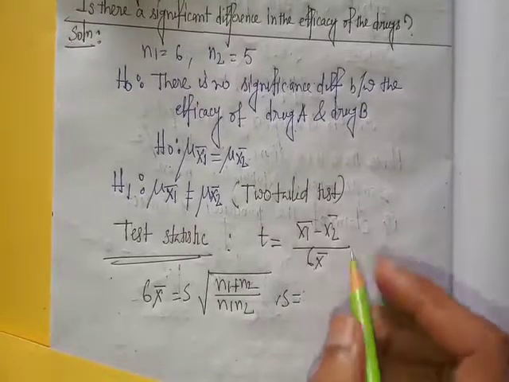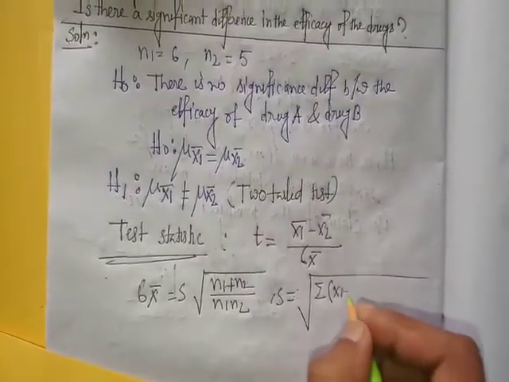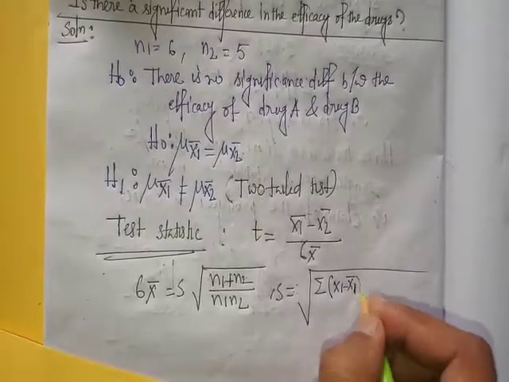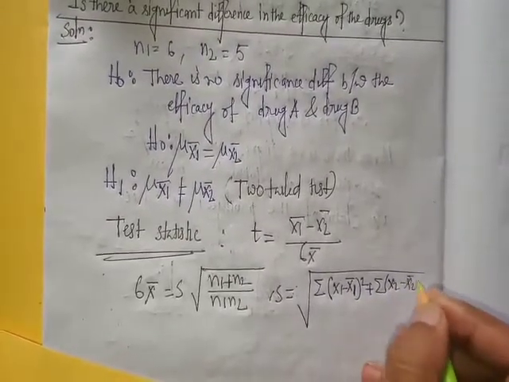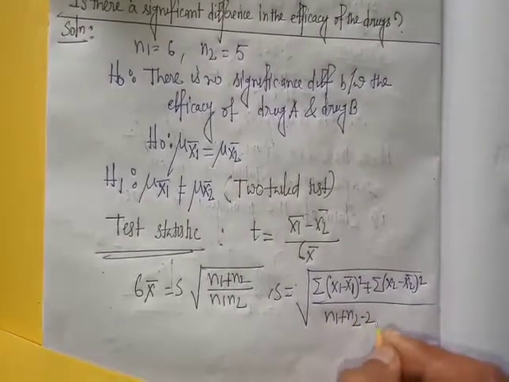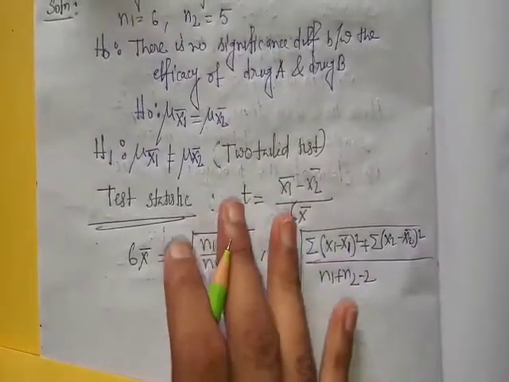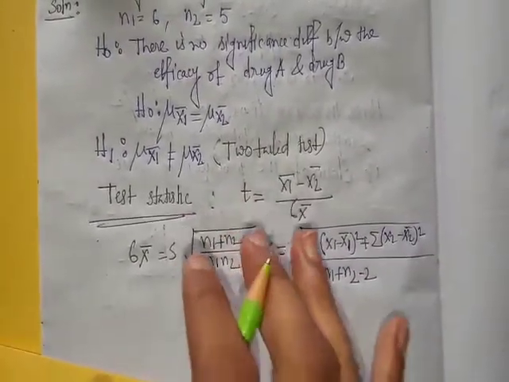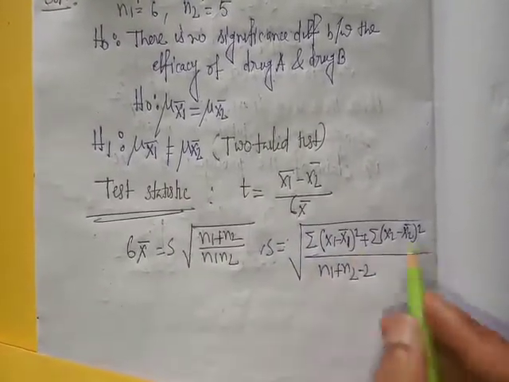The formula of the combined standard deviation is s equal to root over summation x1 minus x1 bar whole square plus summation x2 minus x2 bar whole square by n1 plus n2 minus 2. Now we construct a table for finding the value of s, x1 bar and x2 bar.